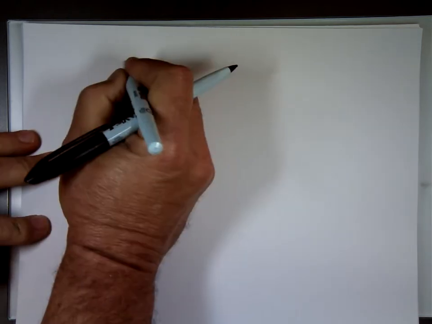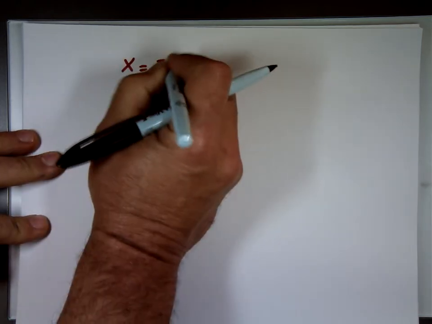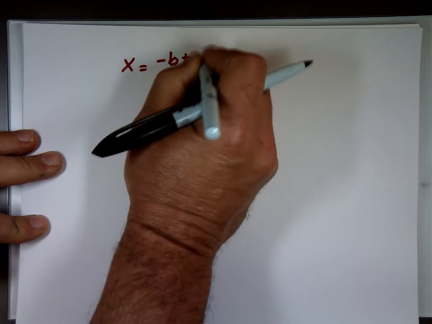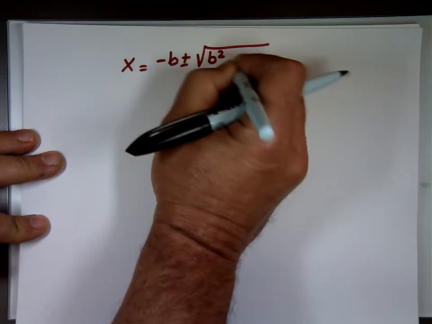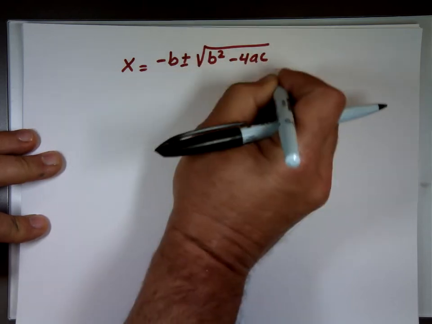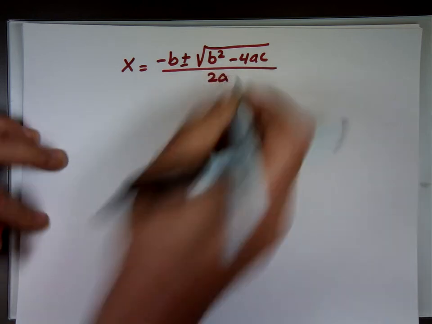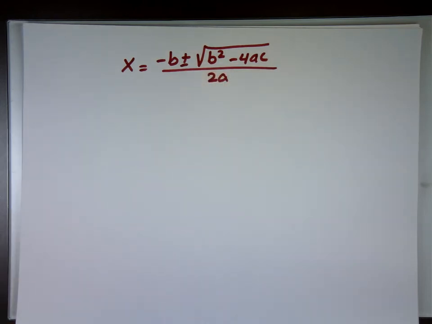Everyone see, if you couldn't factor it, you have to go back to the quadratic formula. x equals minus b plus or minus the square root of b squared minus 4ac, divided by 2a. You can only do that if it's a quadratic equation. If it's not a quadratic equation, well, rephrase that one.